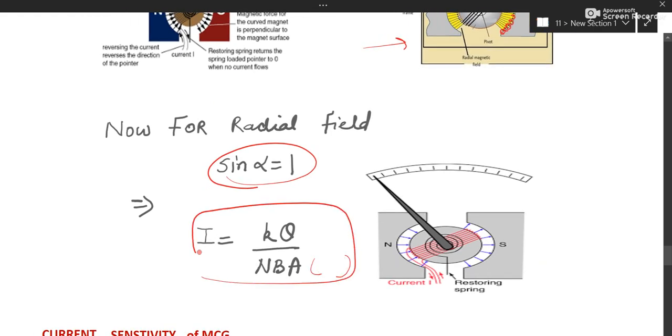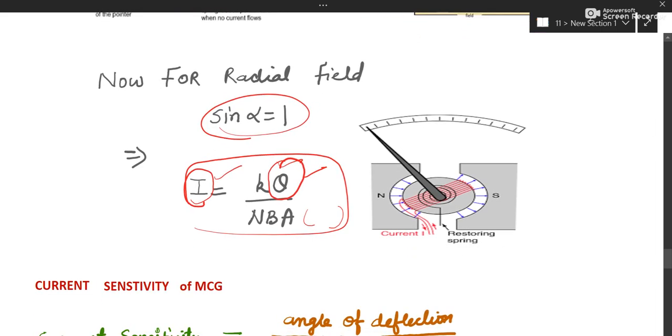So I is directly proportional to deflection now. More the current, more is the deflection. So a linear scale is designed, directly proportional now. Up to this it is theory and working of the moving coil galvanometer.